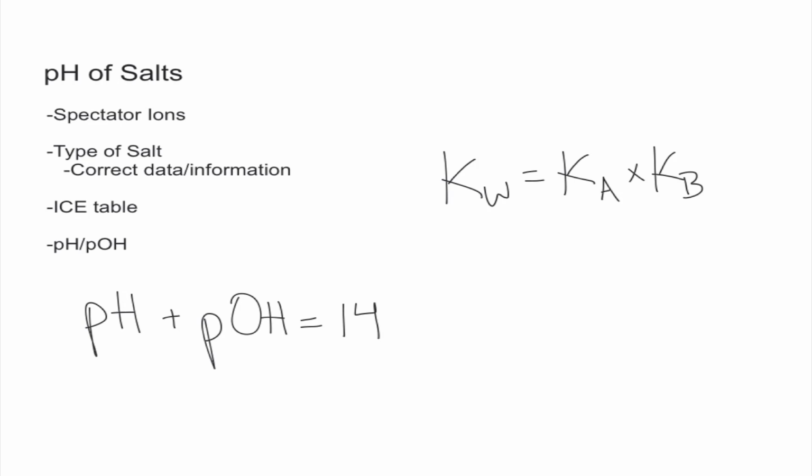In this video, I'm going to explain to you how to calculate the pH of salts. There are a couple things you want to determine to successfully calculate the pH of a salt, so we'll go in order. The first thing you want to determine is if there are any spectator ions in your reaction, and I'll speak more about spectator ions as we go into the practice.